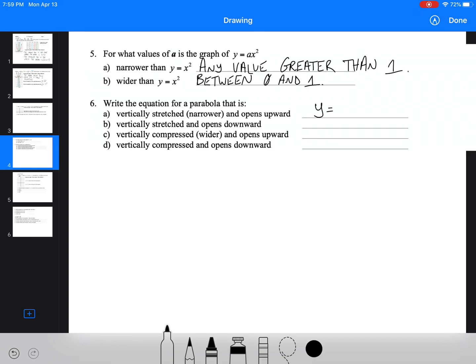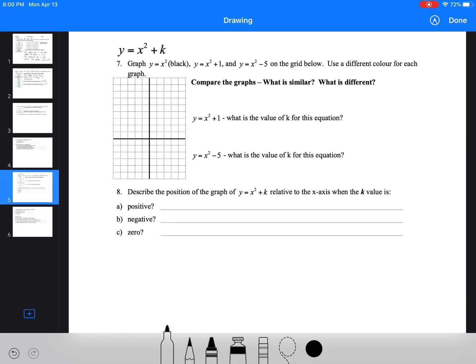Write an equation for a parabola that is narrower and opens up. So it's going to be positive, and it's got to be narrower, so it just has to be a number bigger than 1. Vertically stretched and opens down, so it's narrower, but it opens down. So now we just need to put a negative number and a number bigger than 1. Now compressed means it's wider, opening up. And then compressed and opening down would be negative 0.8.